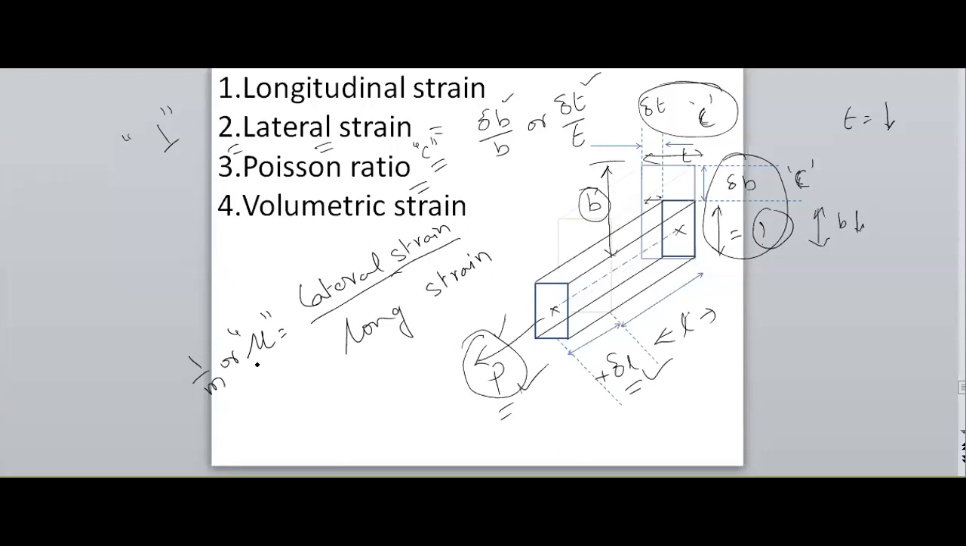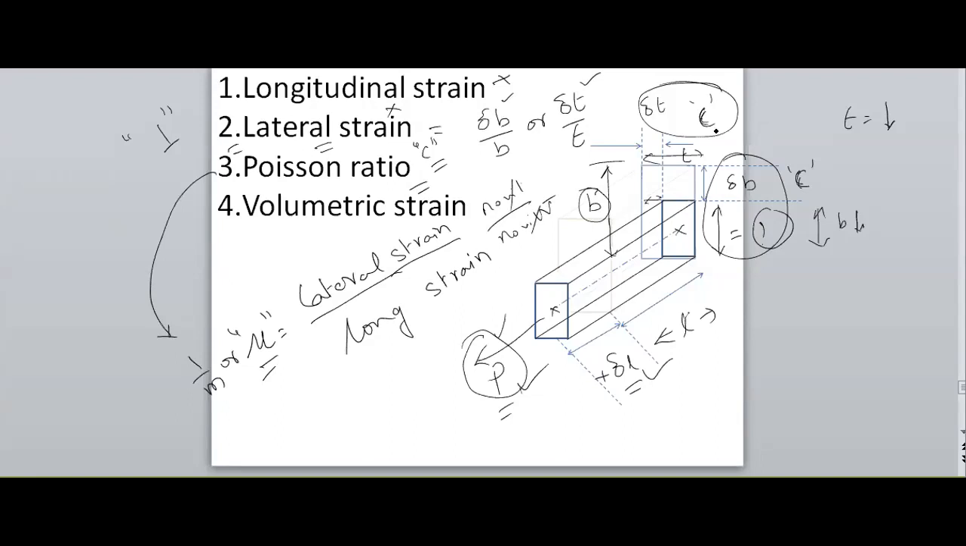So what is the unit for the Poisson ratio? Here the longitudinal strain has no units, and the lateral strain also has no units. Therefore, the Poisson ratio has no units.